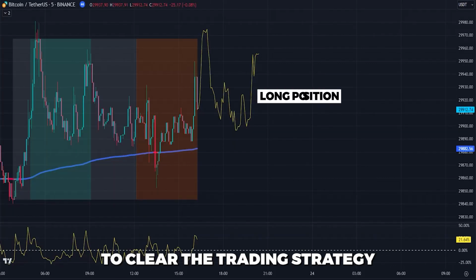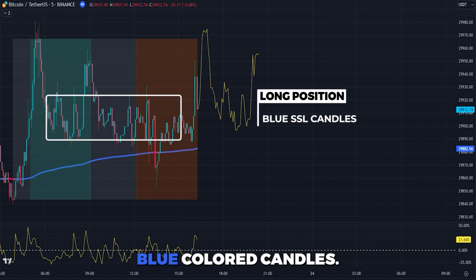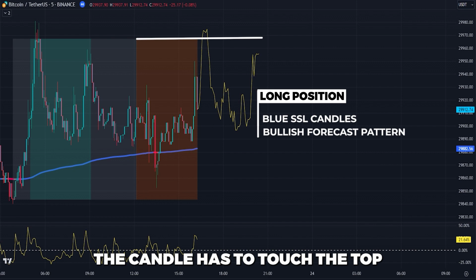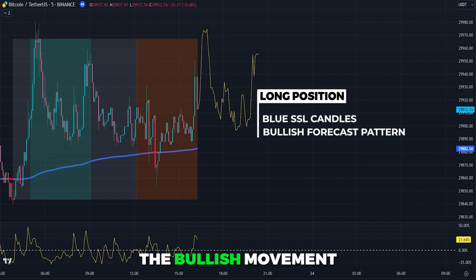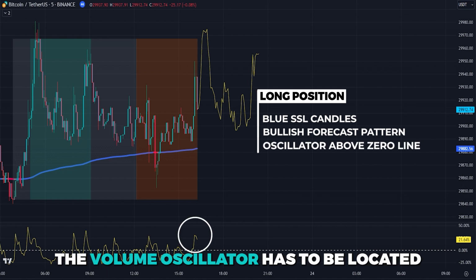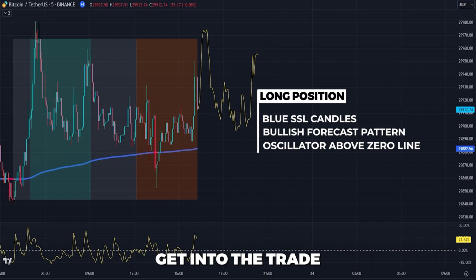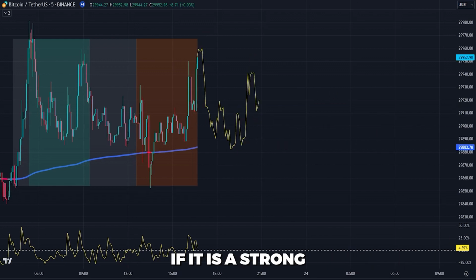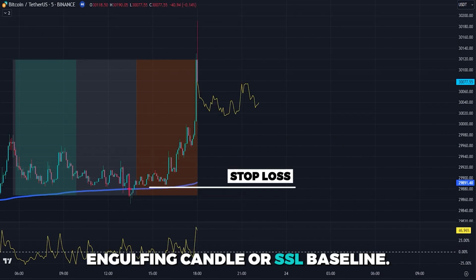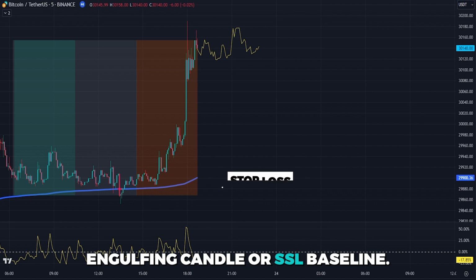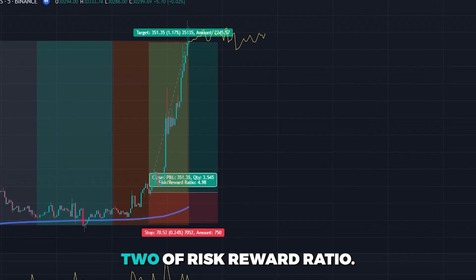To clarify the trading strategy for long trades, first of all, the SSL Hybrid has to show blue-colored candles. Secondly, the candle has to touch the top of the orange line while it is forecasting the bullish movement. Lastly, the volume oscillator has to be located above the 0 line. When all the conditions are satisfied, get into the trade when the bar is closed. If it is a strong bullish engulfing candle, the stop loss can be set on the low of the bullish engulfing candle, or the SSL baseline. Otherwise, it can be the previous low. Take profit is fine at a risk-reward ratio of 2.